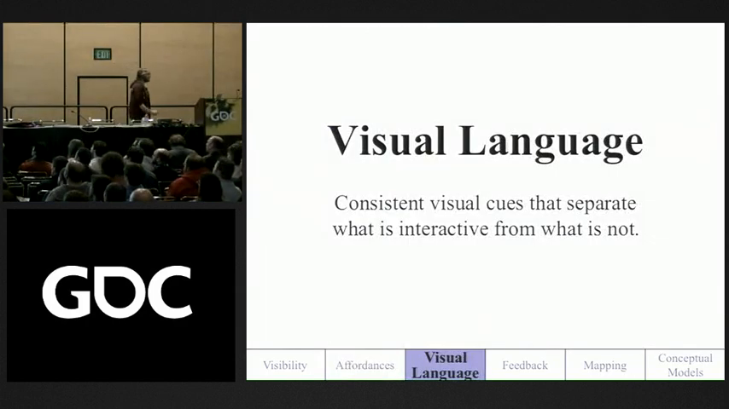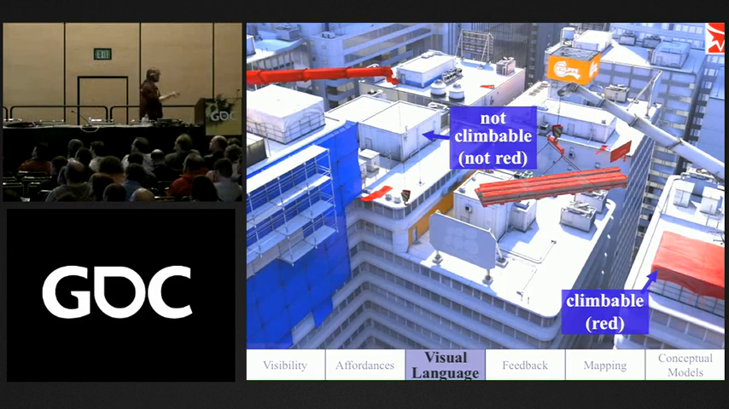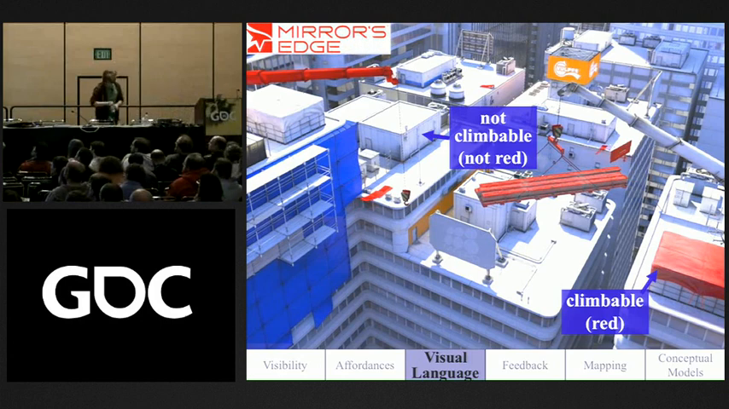There's other solutions. Okay, visual language. So we've talked about a lot of stuff about cluttered environments, and this one is like, there's stuff in the environment that's just not interactive at all, and other stuff that is. And visual language is a great way to signal to the player what's going to be interactive and what's not. So Mirror's Edge does a wonderful job of this. The things that are climbable are red, and things that are not climbable are not red. Very stylish, very clear. Visual language.